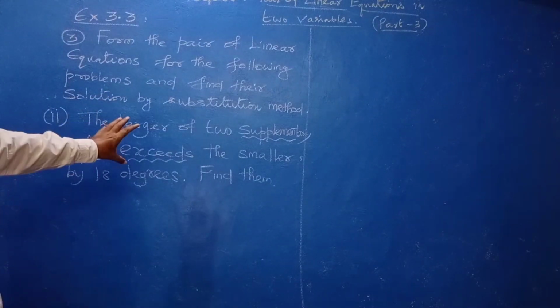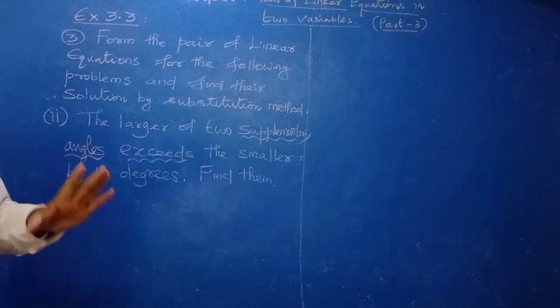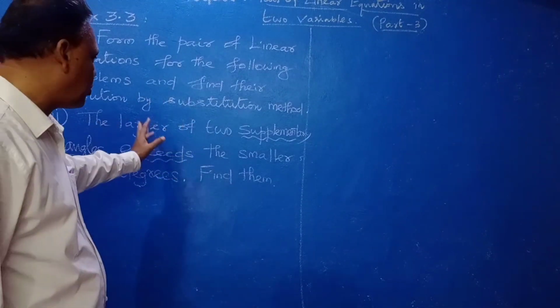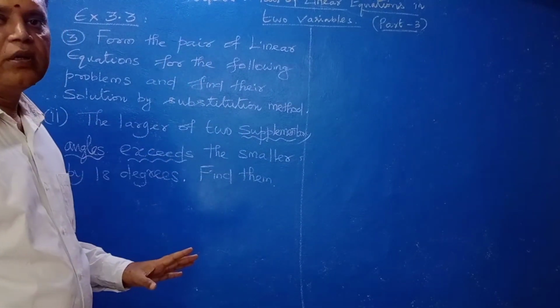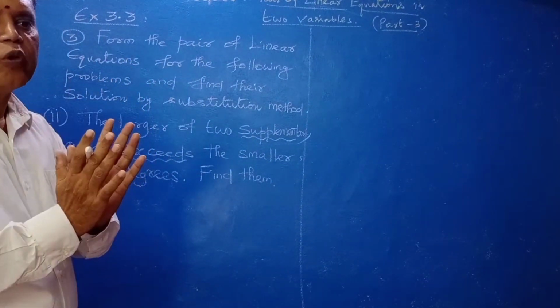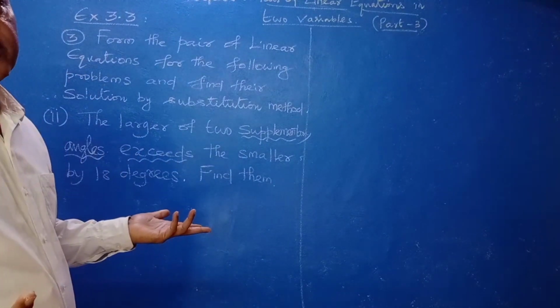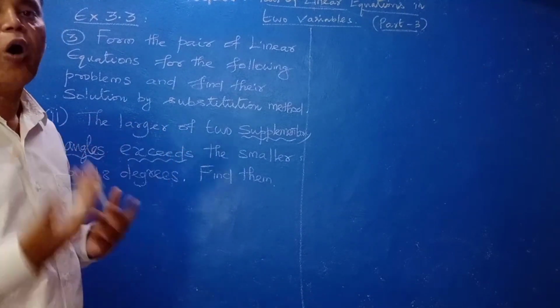Then using this condition, you have to find out the two angles. Find them means find the two angles, one is the larger angle, another one is the smaller angle. That you have to find out. So the unknowns you have to assume as x and y. You don't know actually what the angles are. Using the condition you have to find them.